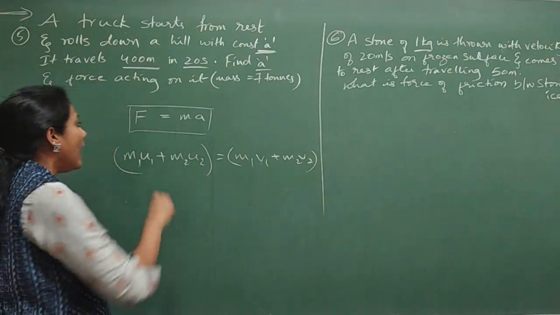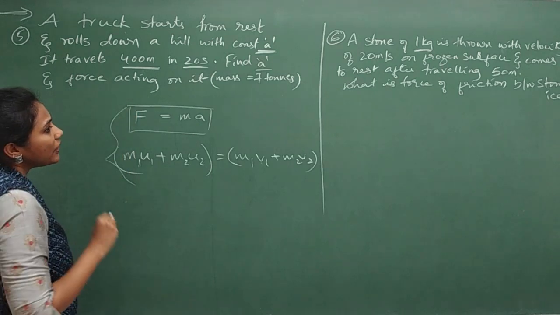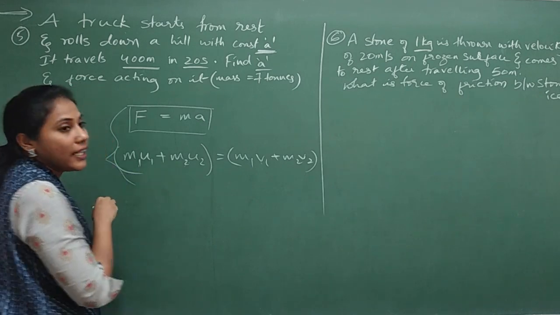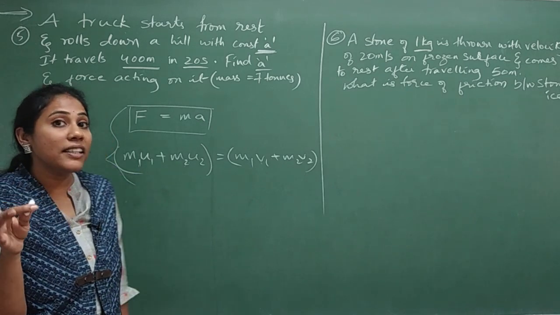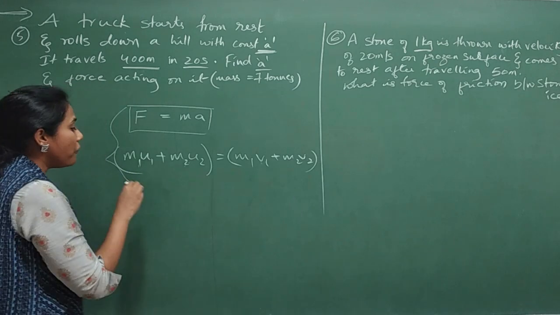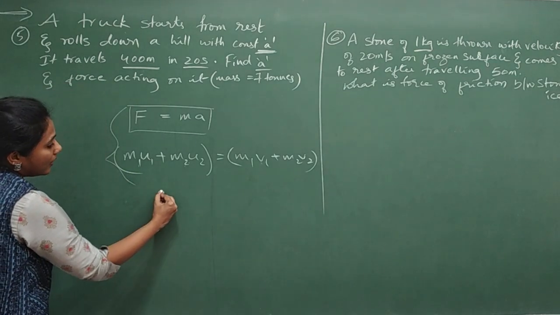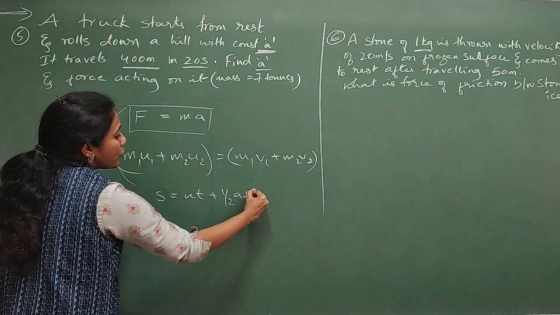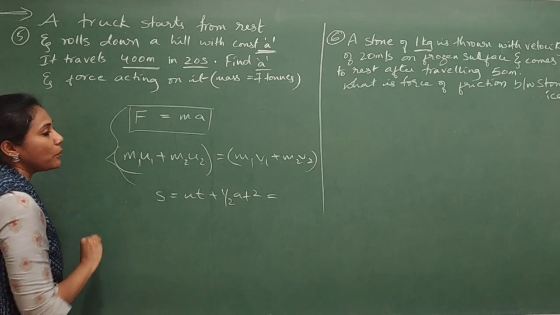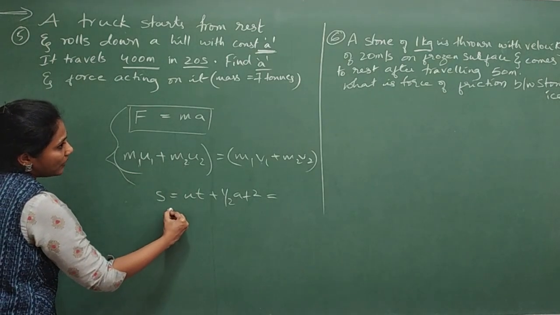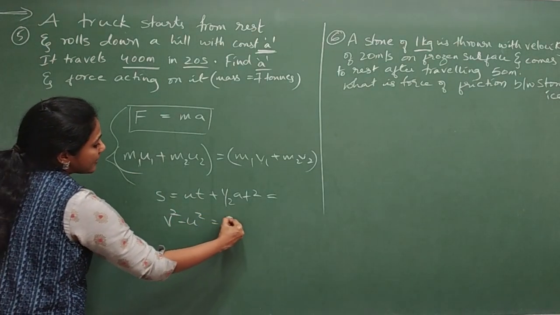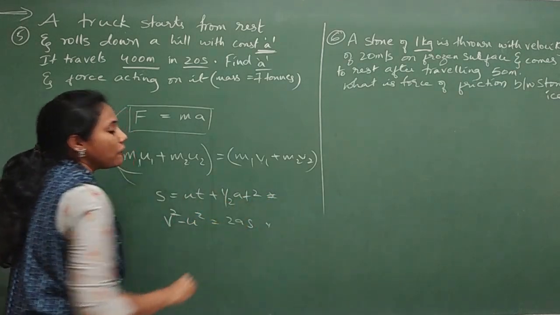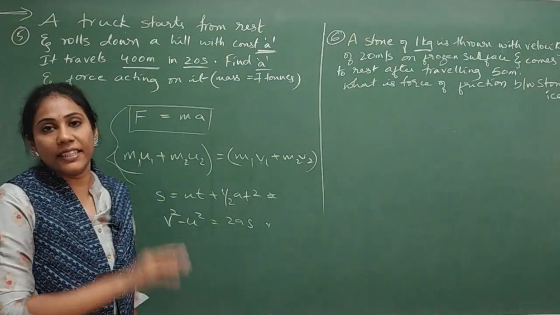conservation of momentum. Along with these two formulas, you should know the formulas that you studied in the chapter called motion. We have three equations of motion, isn't it? The first one is very famous, s is equal to ut plus half at square. You can also use the formula v square minus u square is equal to 2as. These are the two important formulas. You will also use them in this chapter.